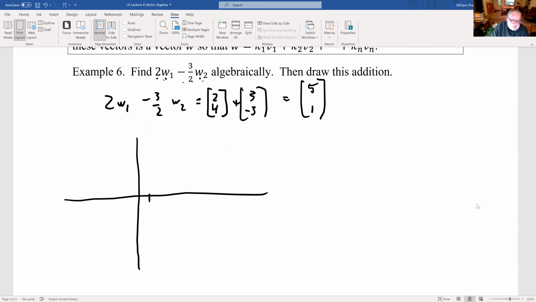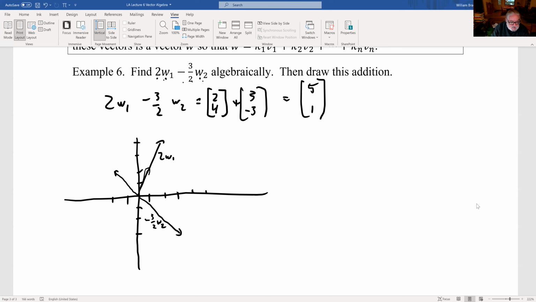So we started off with W1 being that vector, multiplying by 2, stretched it out so that it's a 2, 4. W2 starts out as this vector, 1, 2, multiplying by minus 3 halves, stretch it out so it's this vector. So this is 2W1, W1 doubled, and this is minus 3 halves W2. And now we know what the addition should look like.